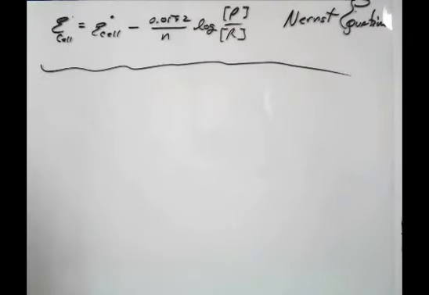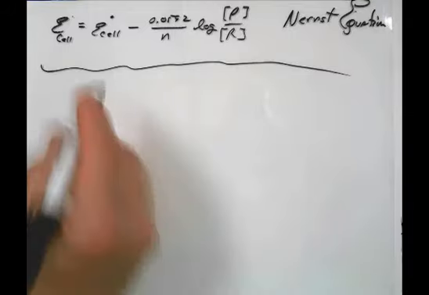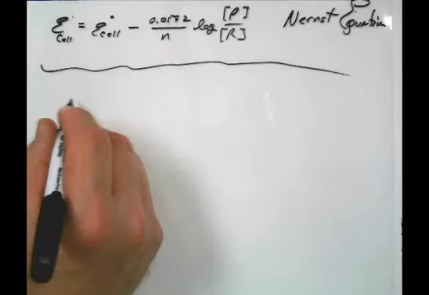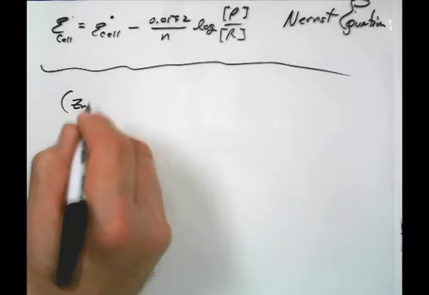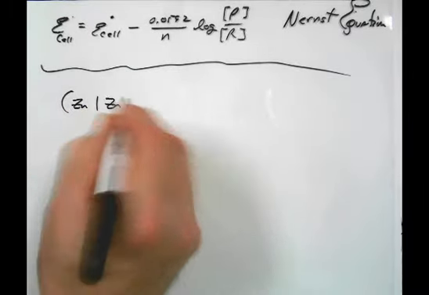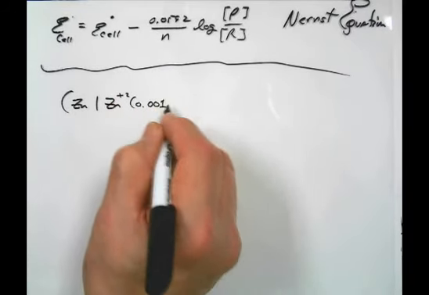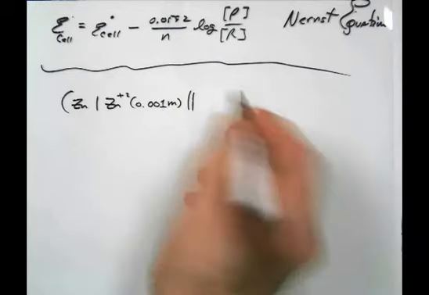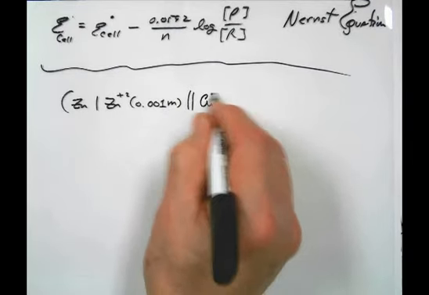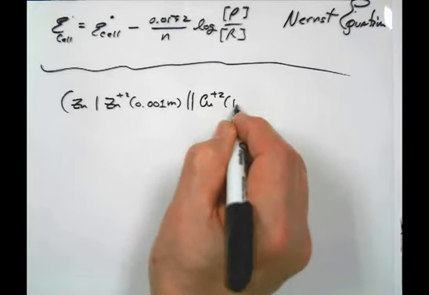So, let's calculate some battery charges. Okay, let's see what our system would be if we have the following. Well, we use the zinc. Zinc plus 2, 0.001 molar. And we have the going to copper plus 2, 1.5 molar.